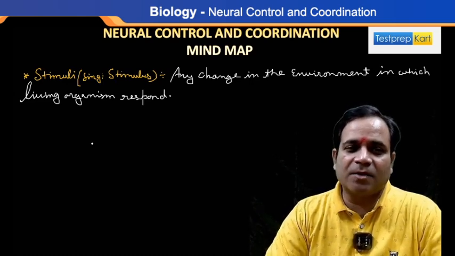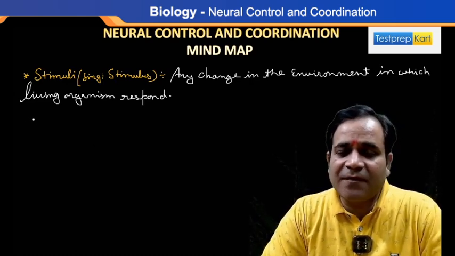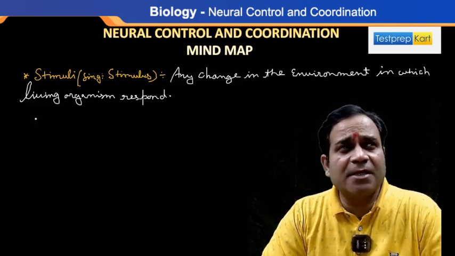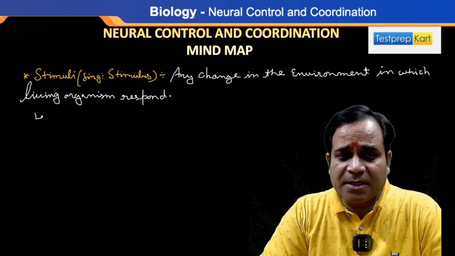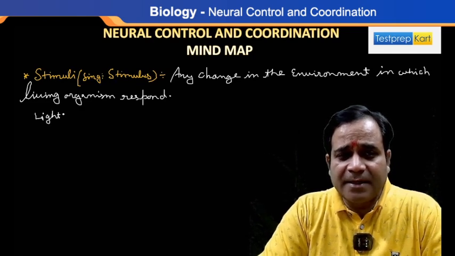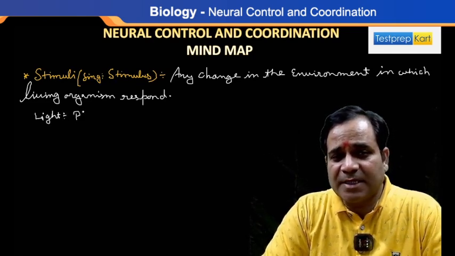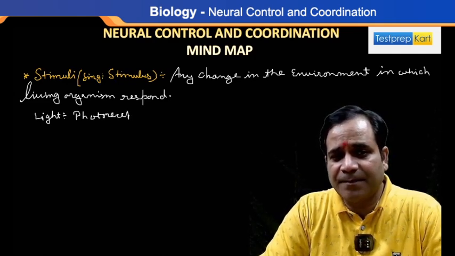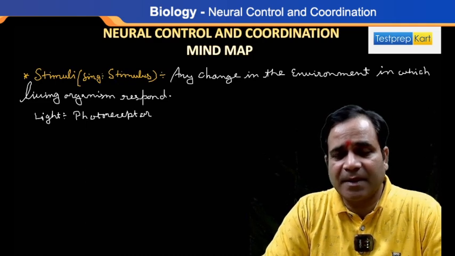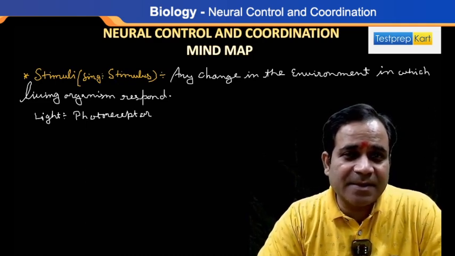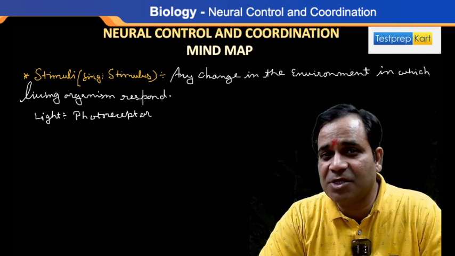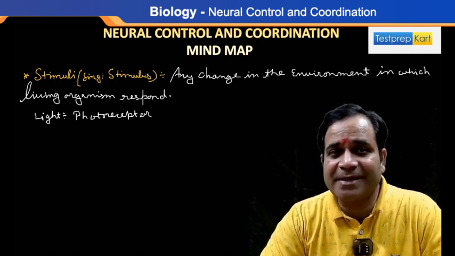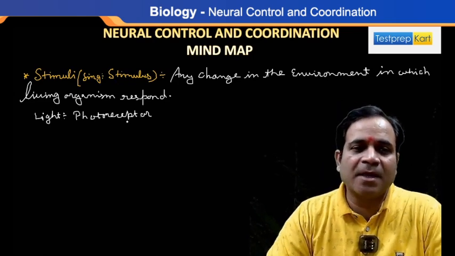But now see what I'm going to write here. Suppose I give an example of how we respond to a change in the environment. If we respond to light, my dear, then the cells are known as photoreceptor cells. Photo means light, receptor means the cells which receive any change. Whenever we respond to a change with the help of light, it is known as photoreceptor.